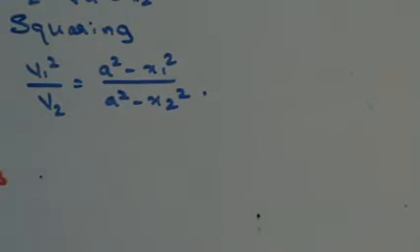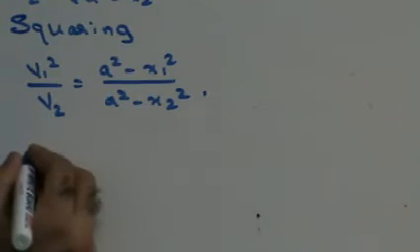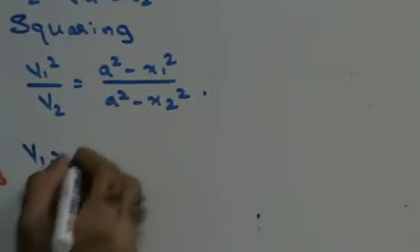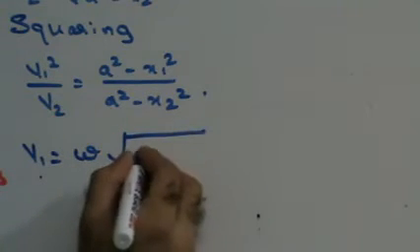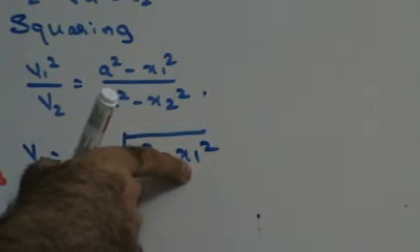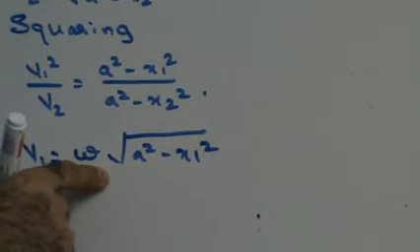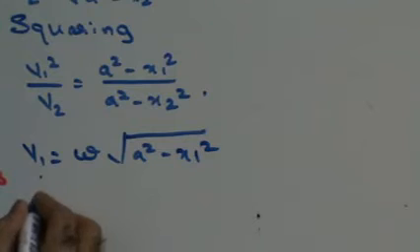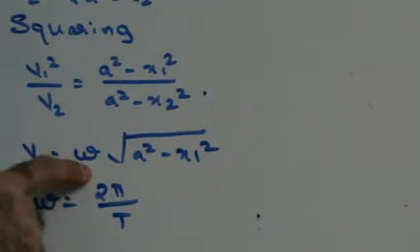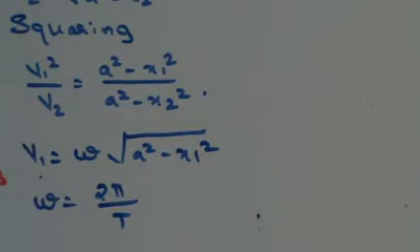V1, V2, x1, x2 I know. So when I solve this, a is the only unknown. I'll get the amplitude from here. Then you can substitute that value of amplitude in the equation V is equal to omega root of a square minus x1 square. V I would know, amplitude I found out from here, displacement I know. So I'll come to know the value of omega from here. Once I know omega, then I can say omega is nothing but 2 pi upon T. So the second formula will give me the value of omega, the third formula will give me the value of T, right?